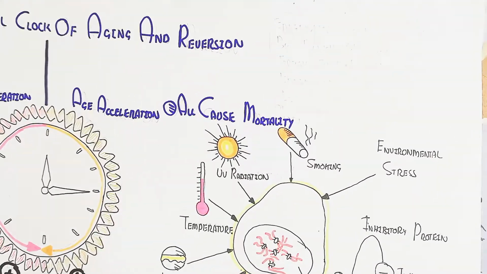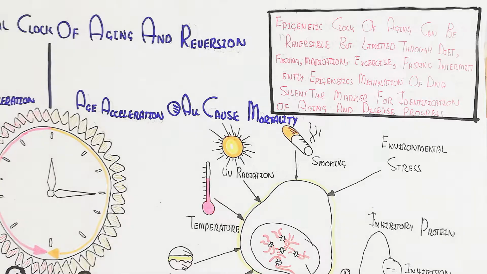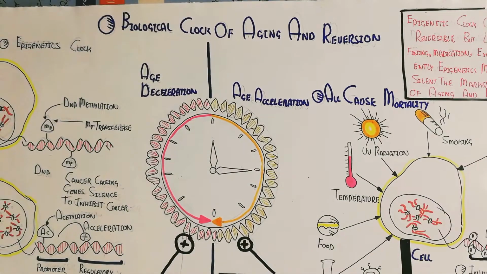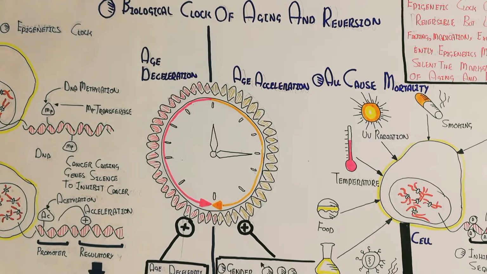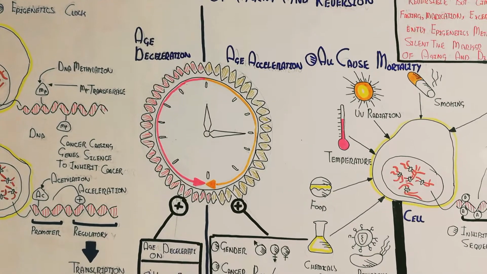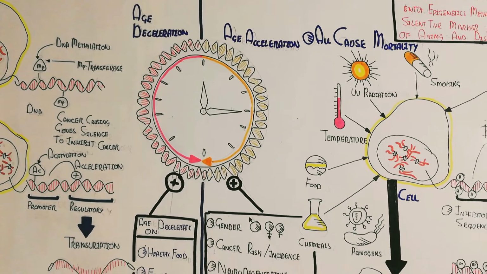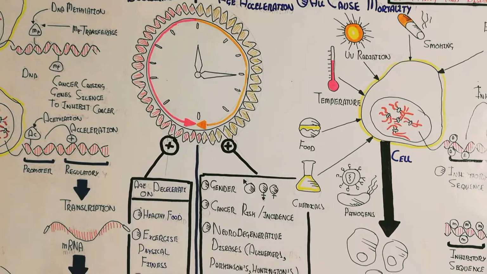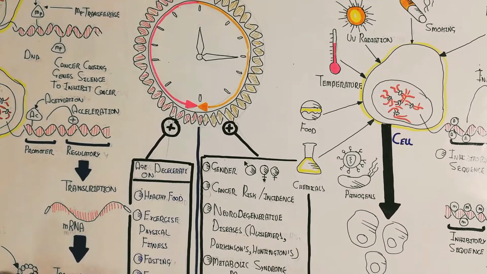Well, let's understand epigenetics. What is epigenetics? The epigenetic clock of aging can be reversible, but only to a limited extent, through diet, fasting, medication, exercise, and intermittent fasting. Epigenetic DNA methylation silencing is the marker for identification of aging and disease progress. So we can identify through DNA methylation to understand the biological clock of aging and how it reverses. Study and research are ongoing.